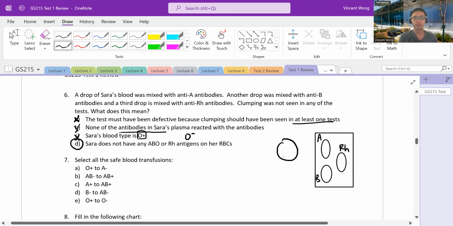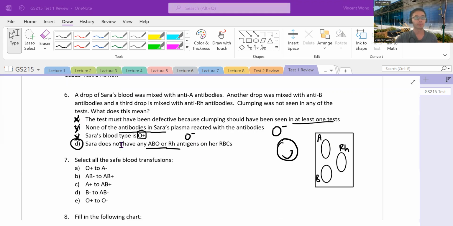Let's just draw our happy face, eyeless happy face right here. No A, no B, so I do not put those letters on. No RH, we do not put the RH on either. So if you don't have AB, you're O. If you don't have RH, you're negative. Right? So that's why we said she does not have ABO or RH. Okay. Yeah, that's her phenotype, exactly. Very good.